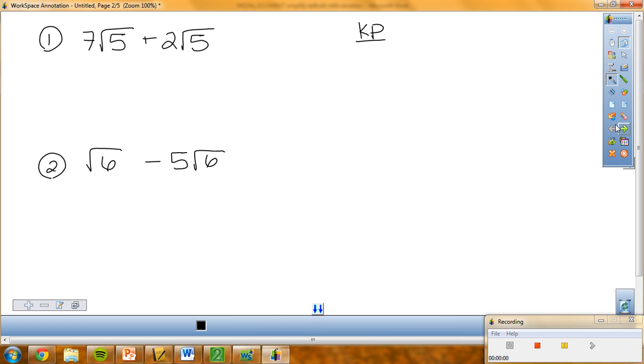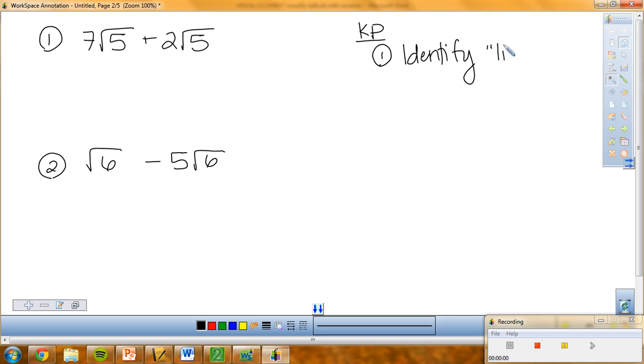So let's get right into it. Our key points are fairly short for this objective. So the first key point we need to find is to identify all like terms.